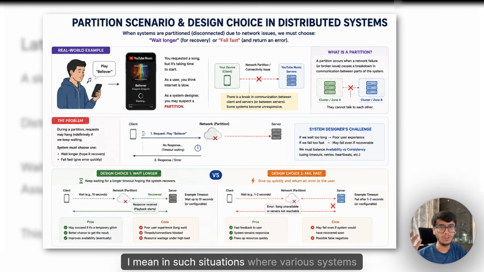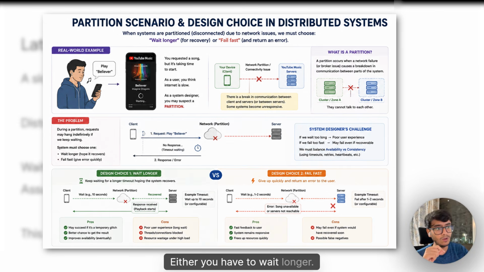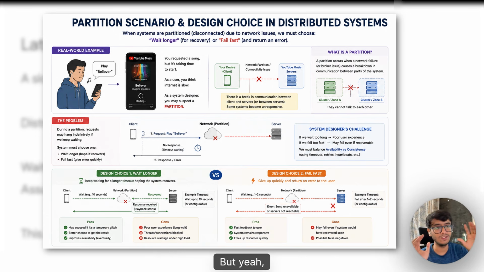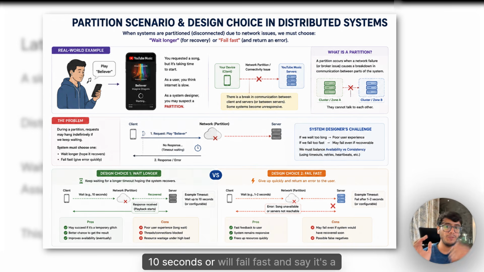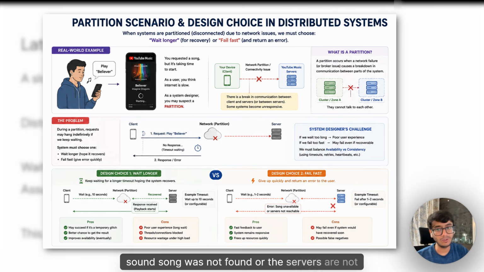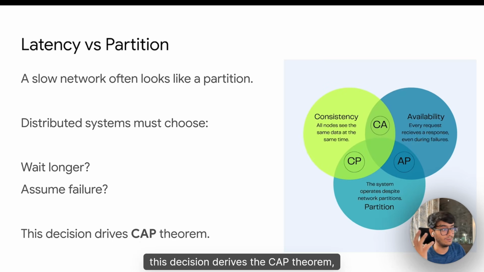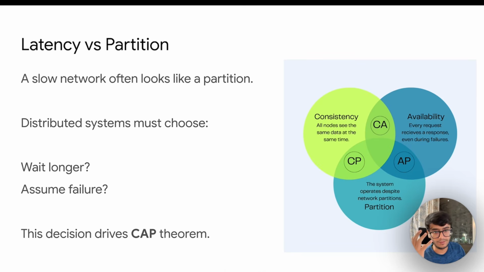In such situations, where systems are unresponsive because there's some partition or some breakage between the two servers, there's a design choice. Either you wait longer, say 10 minutes, which is not realistic, but let's say we'll wait for 10 seconds. Or we'll fail fast and say it's a failure, that the song was not found, or the servers are not reachable. And this decision drives the CAP theorem, which is very, very important.